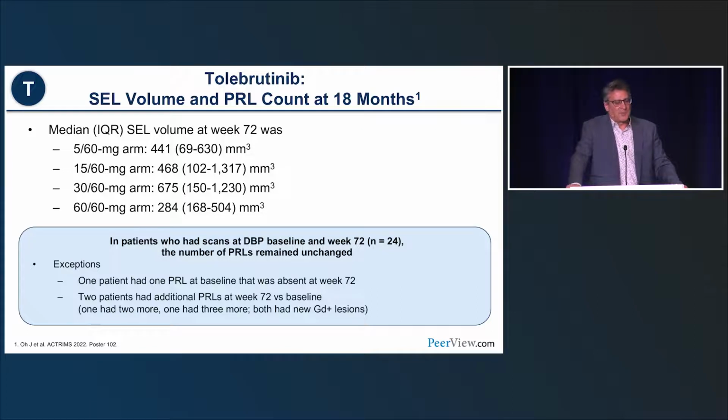And then this is from tolebrutinib, looking at a slightly different way, a lower volume of slowly expanding lesions at the end of 18 months compared to the low-dose placebo arm. And in that study, we also looked at the PRLs, the paramagnetic rim lesions, and there weren't any new lesions showing up over the time course of this 18 months. And again, at this point, all patients are on the 60 milligram dose. So some intriguing biomarkers requiring further validation, which we'll get out of phase 3 trials, I hope.